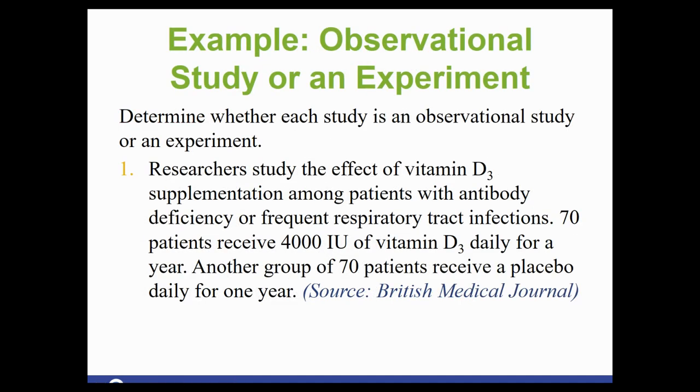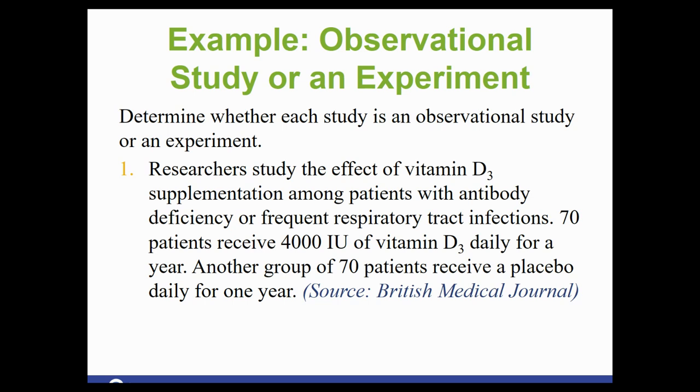So here's an example. Determine whether each study is an observational study or an experiment. Researchers study the effect of vitamin D3 supplementation among patients with antibody deficiency or frequent respiratory tract infections. 70 patients receive 4,000 IU of vitamin D3 daily for a year. Another group of 70 patients receive a placebo daily for 1 year. So they're asking us if it's observational or experiment.